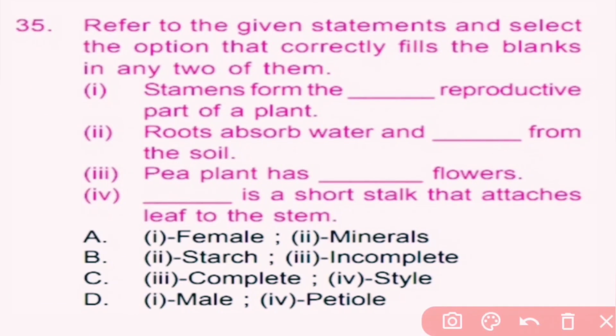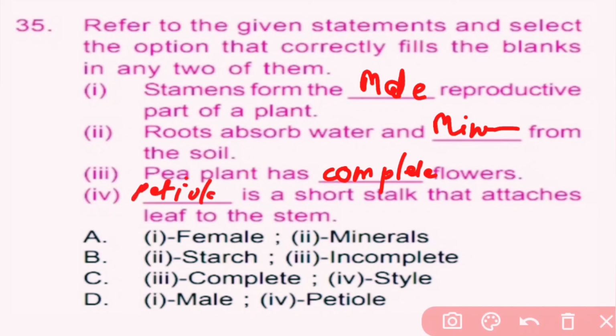Question number 35. Refer to the given statements and select the option that correctly fills the blank. Any two of them. Option 1. Stamens form the male reproductive part of a plant. Option 2. Roots absorb water and minerals from the soil. Option 3. Pea plant has a complete flower. Option 4. Petiole is the short stalk that attaches the leaf to the stem. So here D is the correct answer.